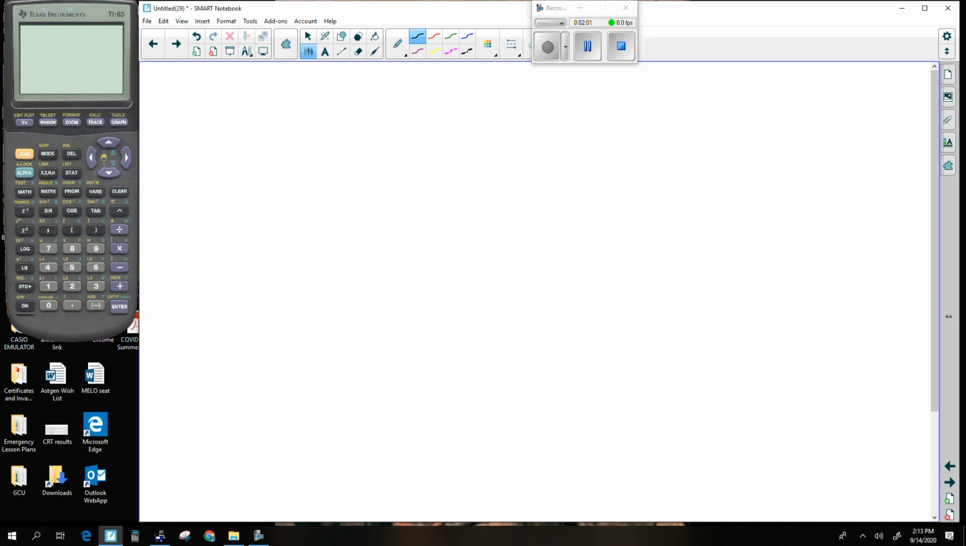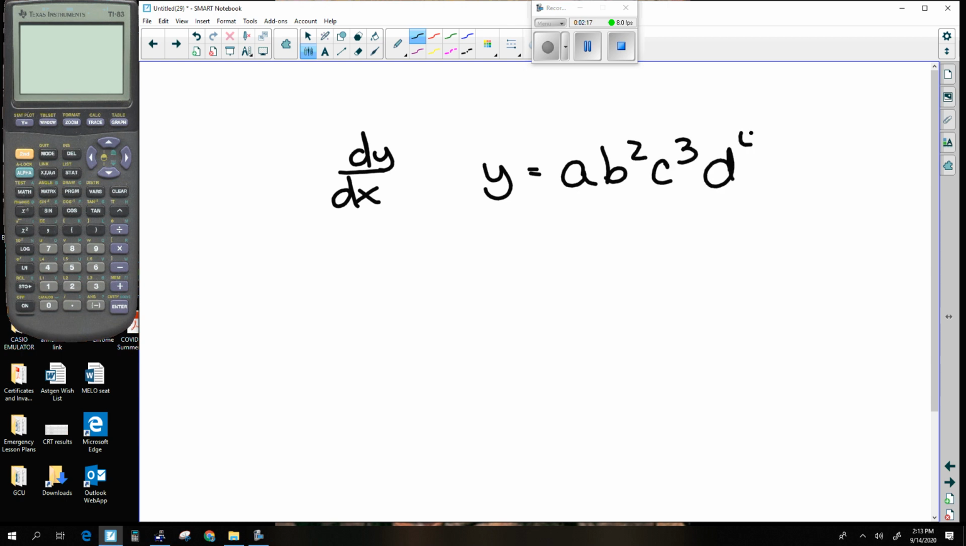Sometimes, what if I said dy dx when y is equal to a b squared c to the third d to the fourth? What would be the derivative of that? Unless a, b, c, or d is some mysterious equation that has an x in it, that's equal to 0. So this is a change in y with the change in x.